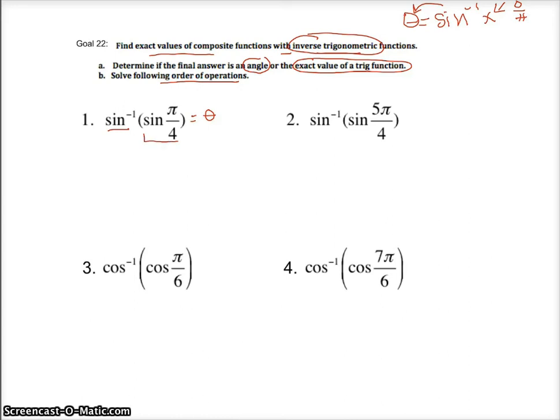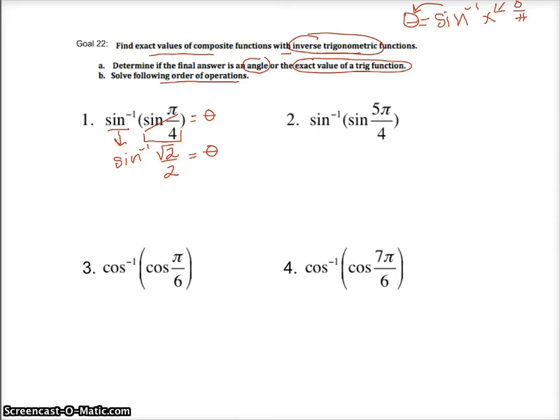So we will begin on the inside, and the inside asks us to evaluate the sine of pi over 4. And you've learned and memorized weeks and weeks ago that the sine of pi over 4, or the sine of 45 degrees, is the square root of 2 divided by 2. So we have now evaluated the inside. We will bring down the outside, remembering that we are solving for an angle because we're asked to find where inverse sine of root 2 over 2, at what angle is that value.